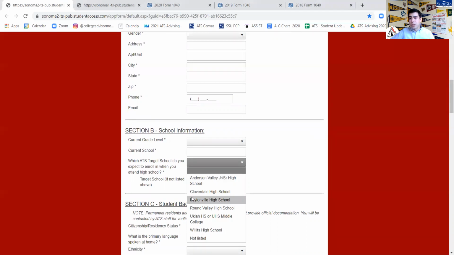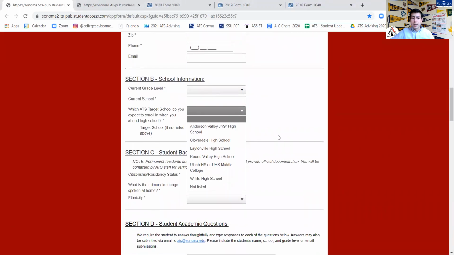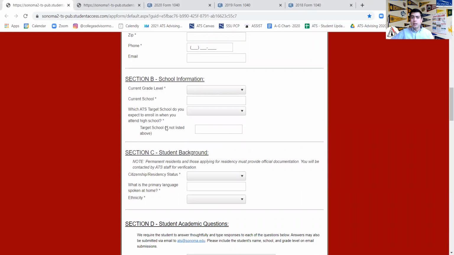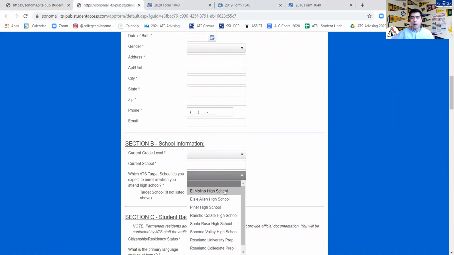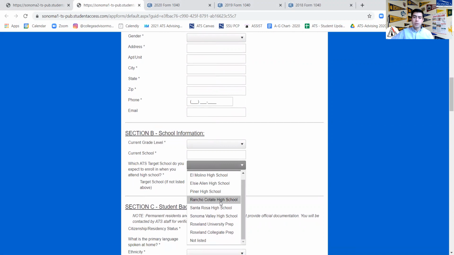So if you're in the Mendocino Cloverdale program and you're in any of these schools, Anderson Valley, Cloverdale High School, Laytonville High School, Round Valley High School, Ukiah High School, or Willits High School, these are the schools that we serve. If you're currently in middle school, you will put the name of the high school you're planning on attending. And if it's not listed, you can put not listed, and then you can put the name of the school individually. For Sonoma, our target schools are El Molino, LC Allen, Pioneer, Rancho Cotati, Santa Rosa High School, Sonoma Valley High School, Roseland University Prep, and Roseland Collegiate Prep.